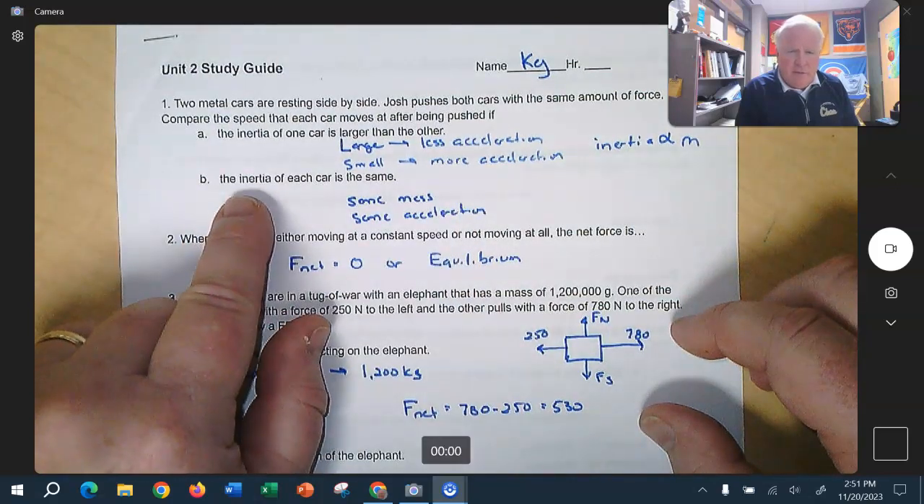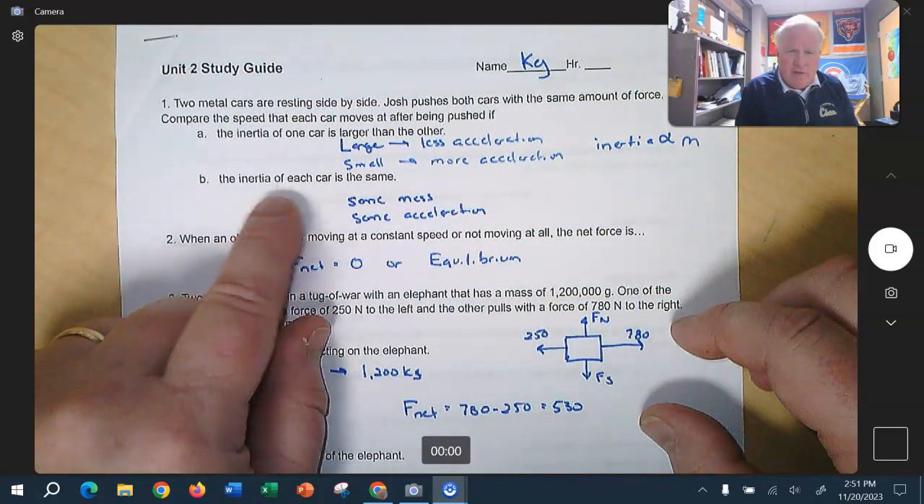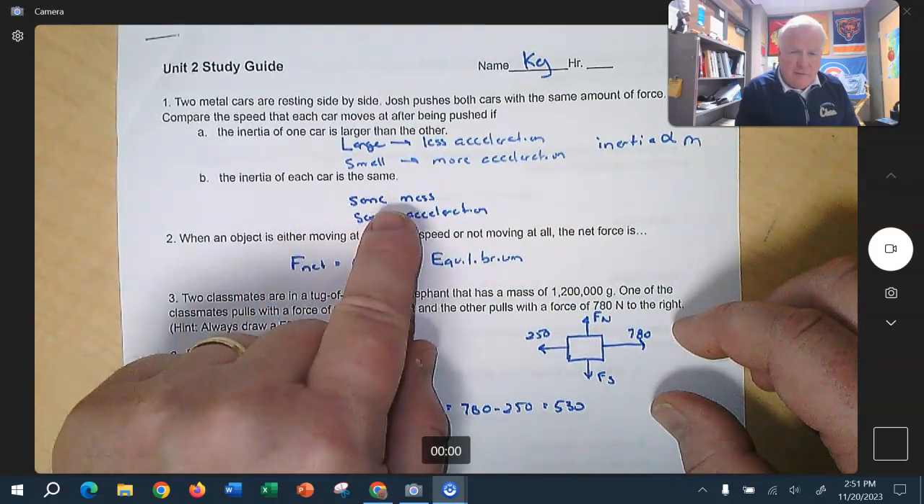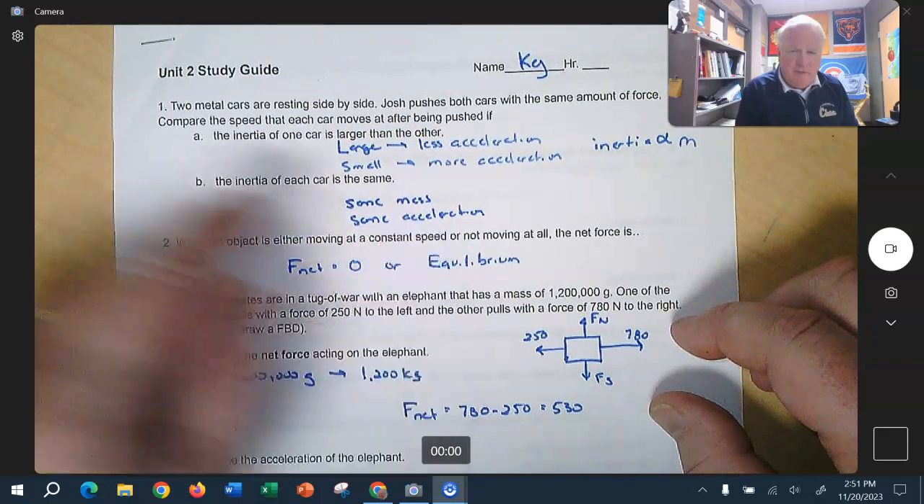Okay. Then it says, what if the inertia of the car is the same? That's a very hard way of saying that the mass is the same. So that would mean the mass must be the same, and then they'll both have the same acceleration.